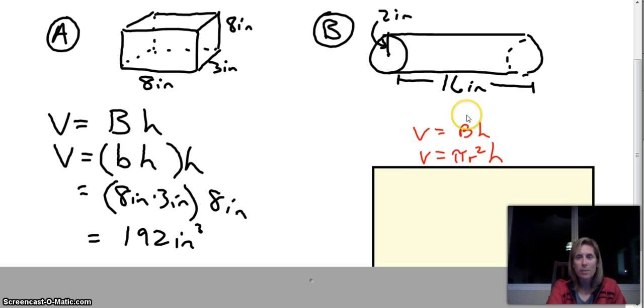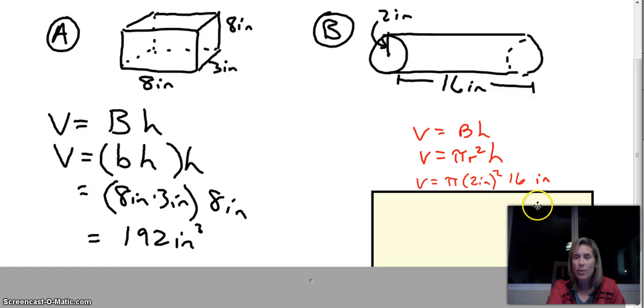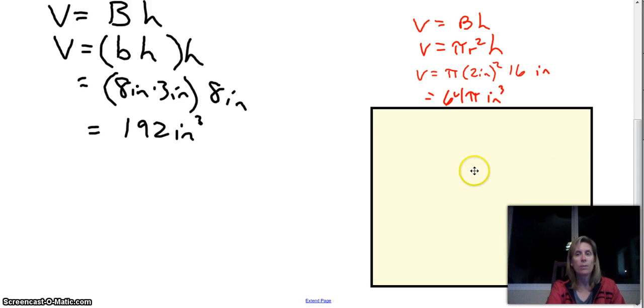So let's substitute the values we have for r, and for h, the height is the distance between the two bases, and we end up with 2 inches squared for the radius and 16 inches for the height. 2 squared is 4, and 4 times 16 is 64. So we have 64 pi inches cubed.